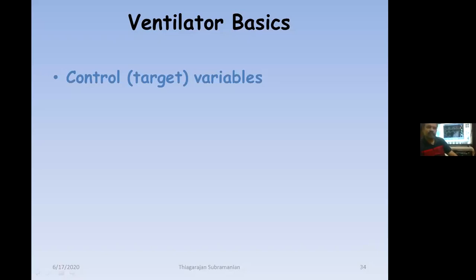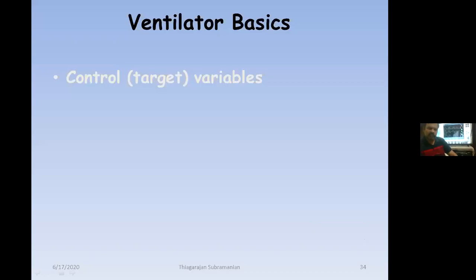Okay, so the ventilators have control variables and conditional variables. The control variables are the targets that are set, according to the base of the mode of ventilation you choose. For example, pressure controlled and volume controlled modes of ventilation. In pressure control, we set a designated pressure, which is delivered with every breath. In volume control, the tidal volume is set, how much should be delivered. That is the target, and that is called a control variable.